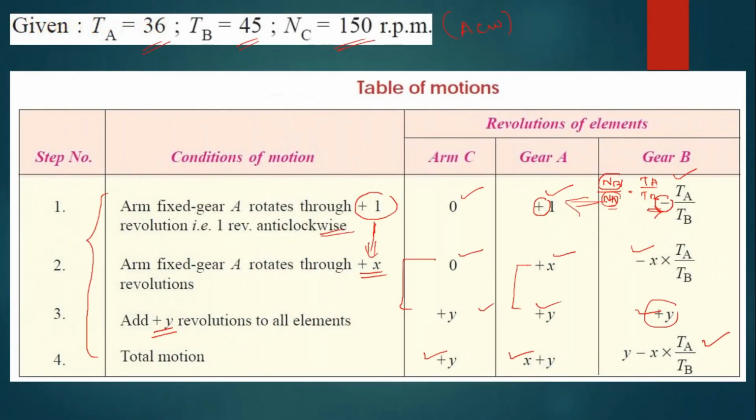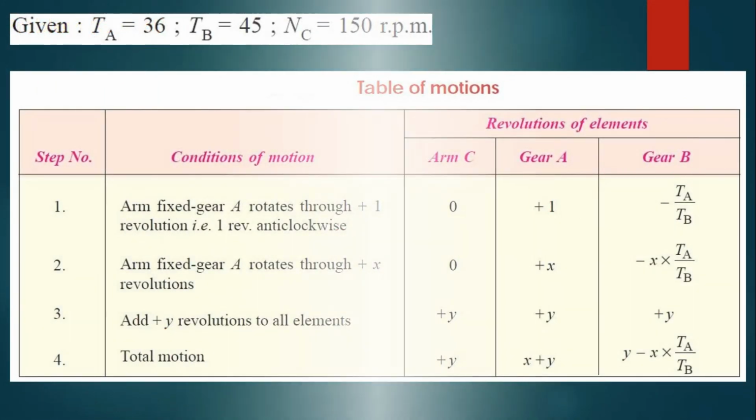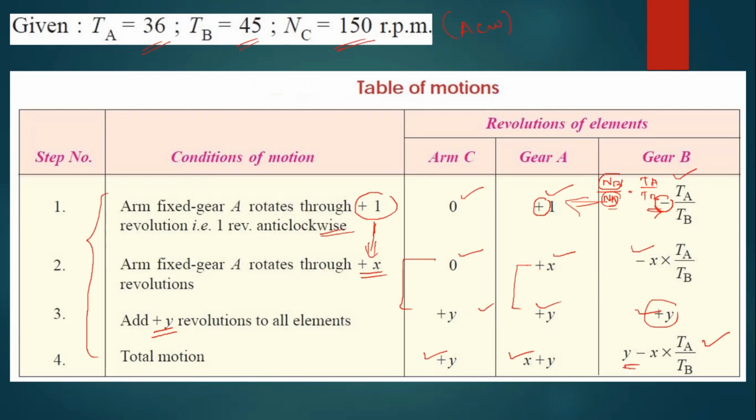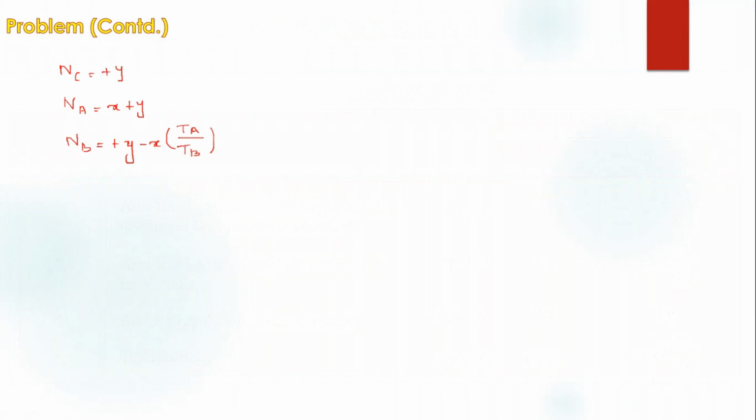So what is the equation? Here NC equals plus y, the speed of C. Then NA equals x plus y. Then NB equals plus y minus x into TA by TB. See, y minus x into TA by TB. This is the equation. So this is equation 1, equation 2 and equation 3.